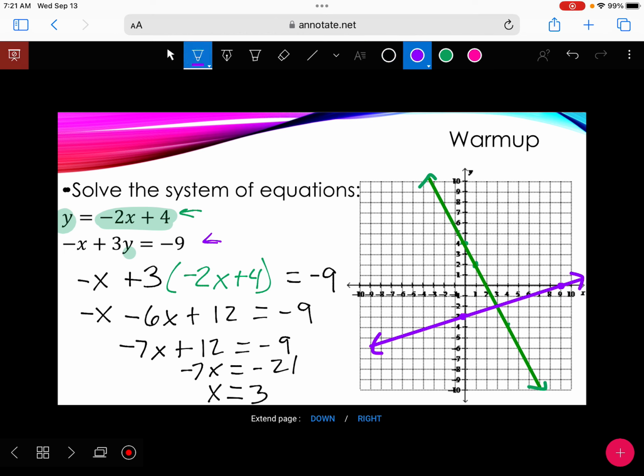My x value of my intersection is, in fact, 3. Plug it back into the y equals -2 times 3 is -6 plus 4 gives me -2. So using substitution or solving by graphing gives us that same intersection point, 3, -2. It's the same thing, just two different ways of doing it. Substituting it in or graphing and finding where they cross. And in fact, I'm going to show you yet another way to do it today.